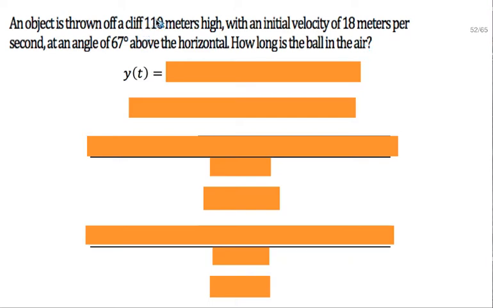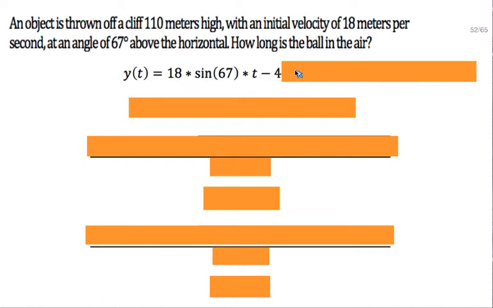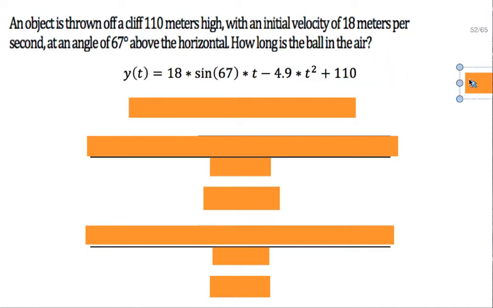Okay. Now for this one, first thing you need to do is find the y equation, and because we're in meters, remember you're going to use minus 4.9 t squared. Okay, and so initially we have our velocity of 18 meters per second, and then the sine of 67, since those are our angles, and that's times t, and then minus 4.9 times t squared, and then the height of the cliff is 110 meters high.